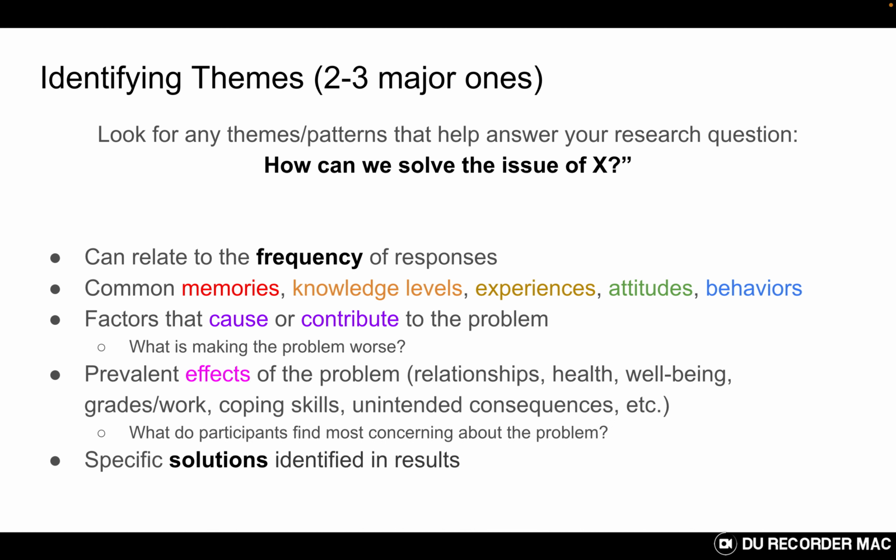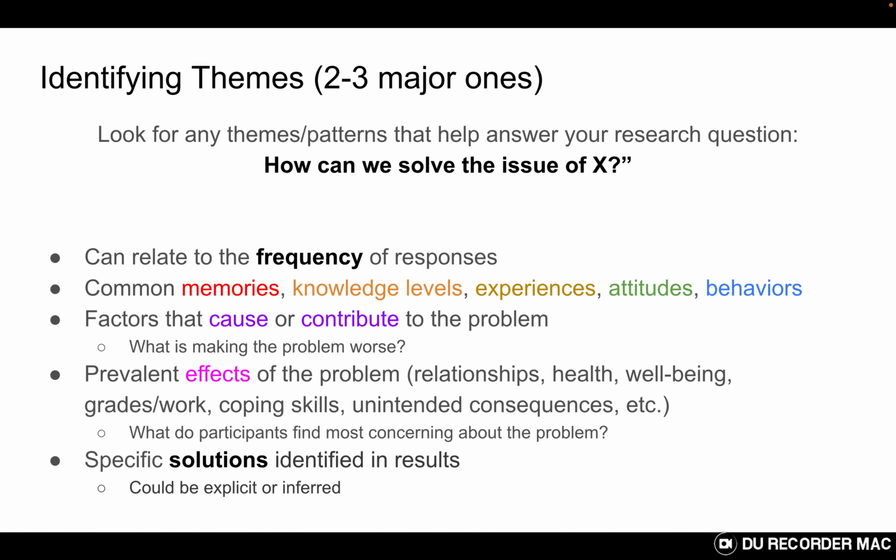And finally, a major theme could be a specific solution that you identify from the results. So a lot of you asked a question, how can we help solve this problem, or how can UWM help solve this problem? And if you notice a lot of participants are saying the same thing, maybe that could be a theme in itself. The thing about solutions is that they could be explicit or inferred.